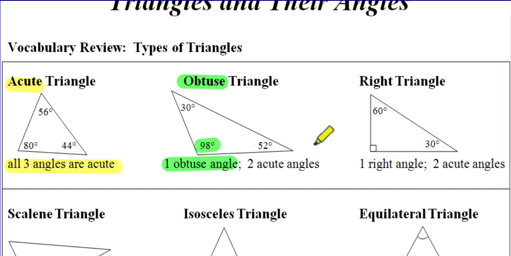Right triangles. A right triangle is a triangle that has one right angle, and most of the time you will see that right angle shown as a little square. Sometimes you actually see 90 degrees, but most of the time you will see that square.